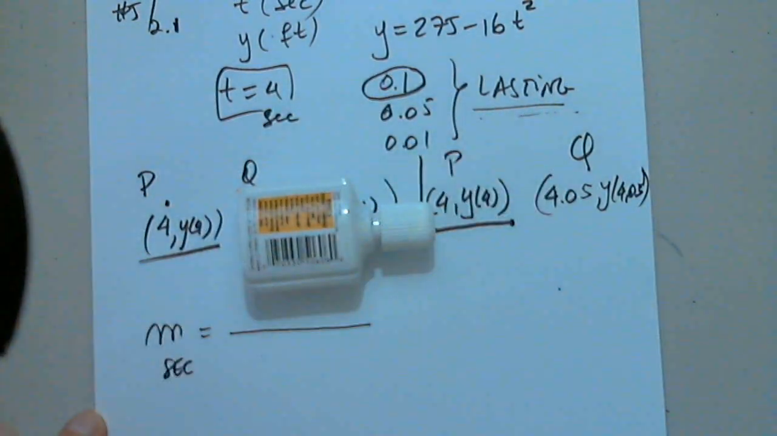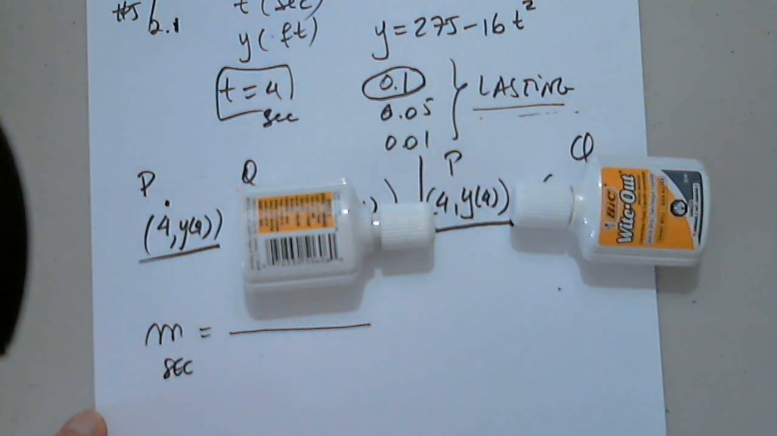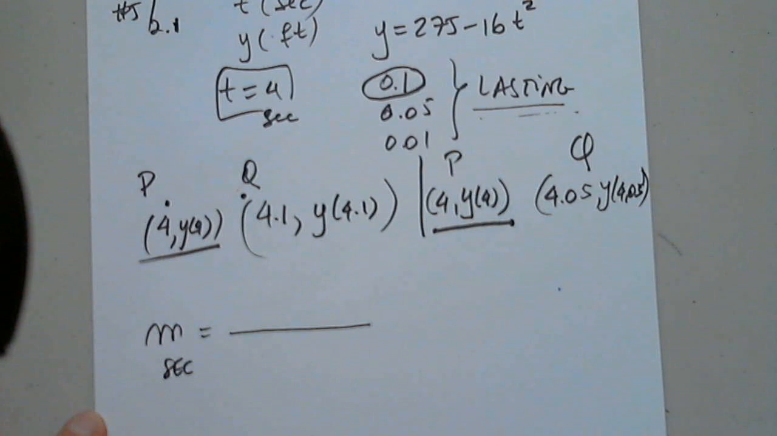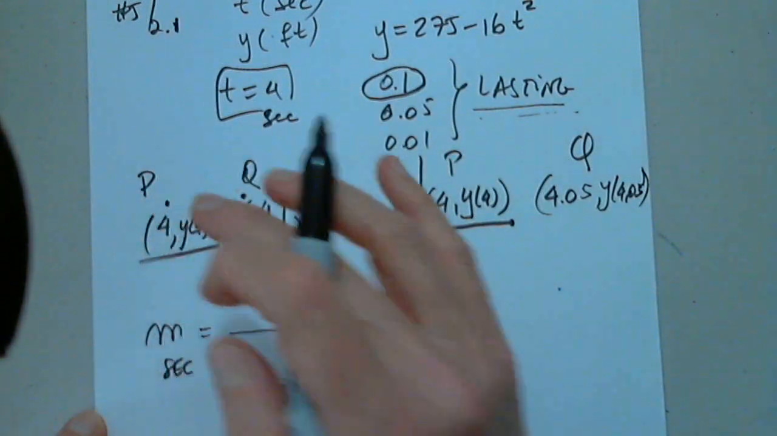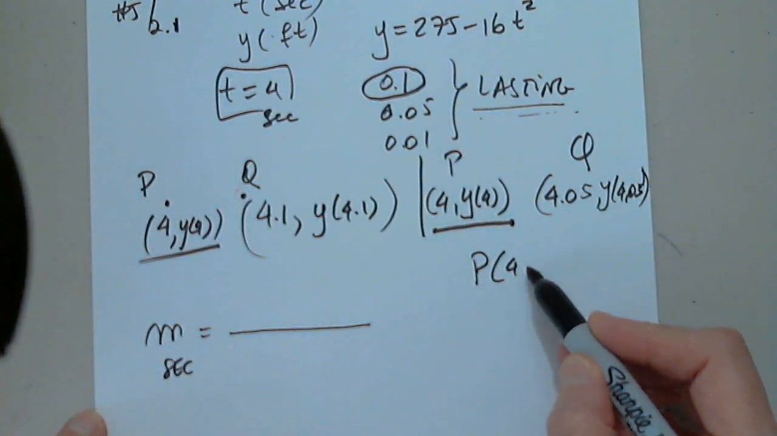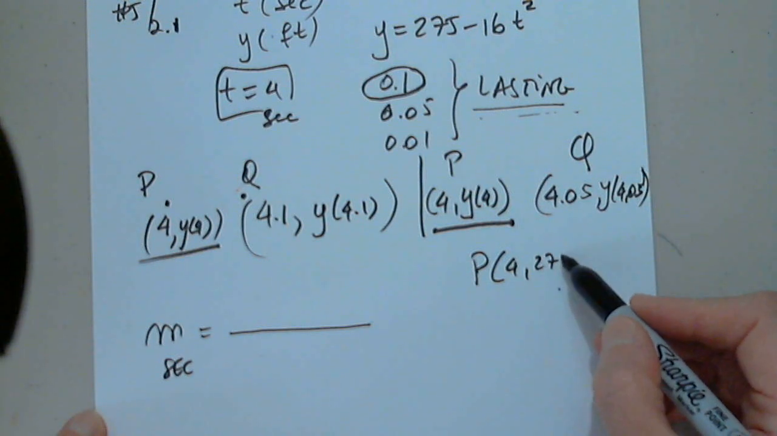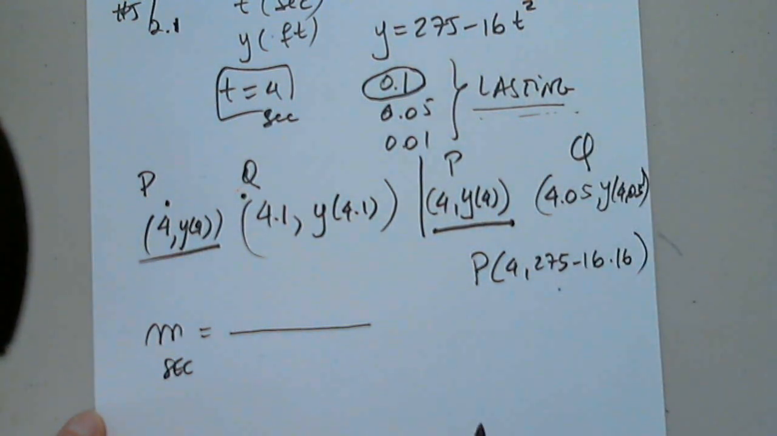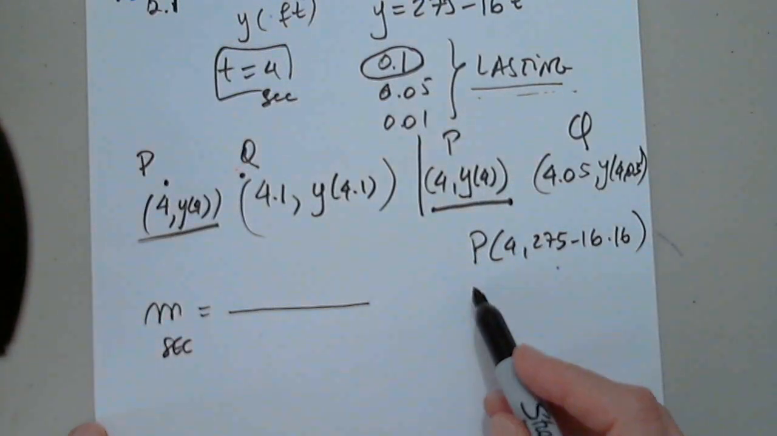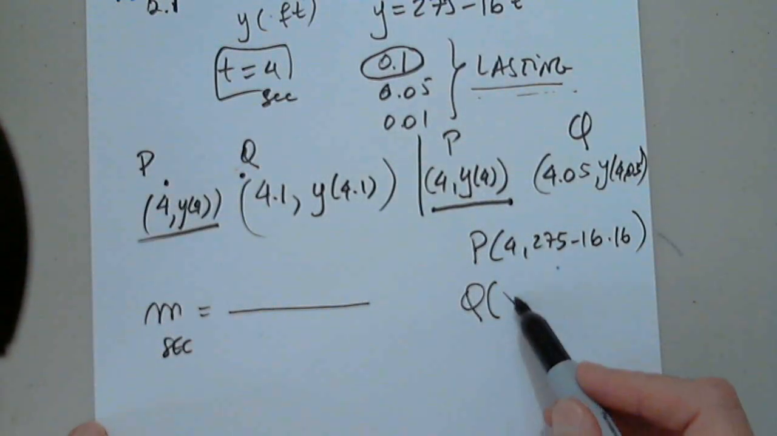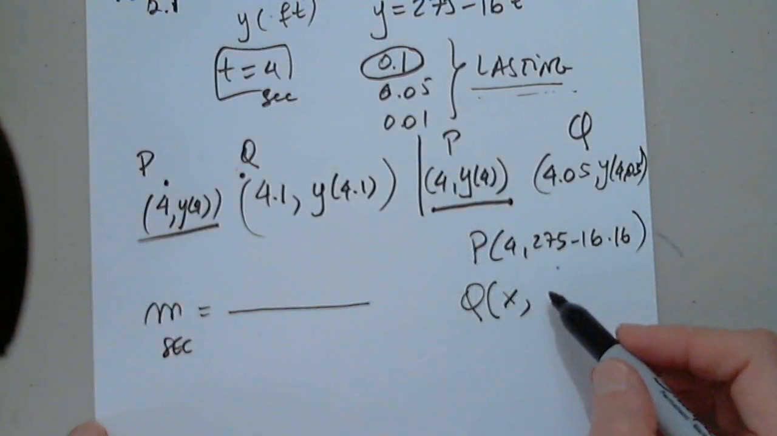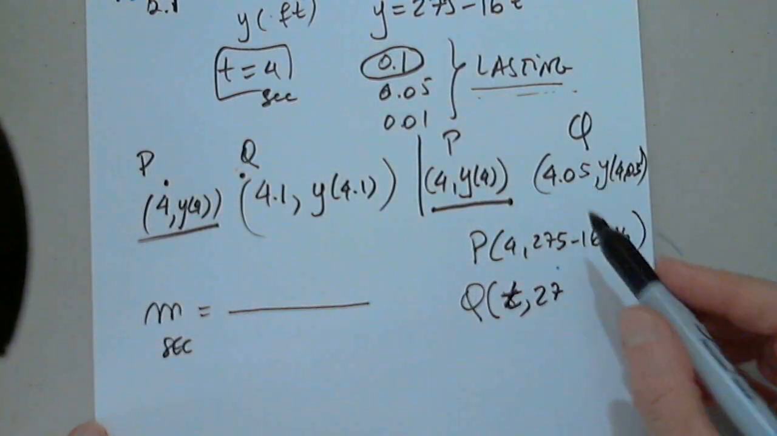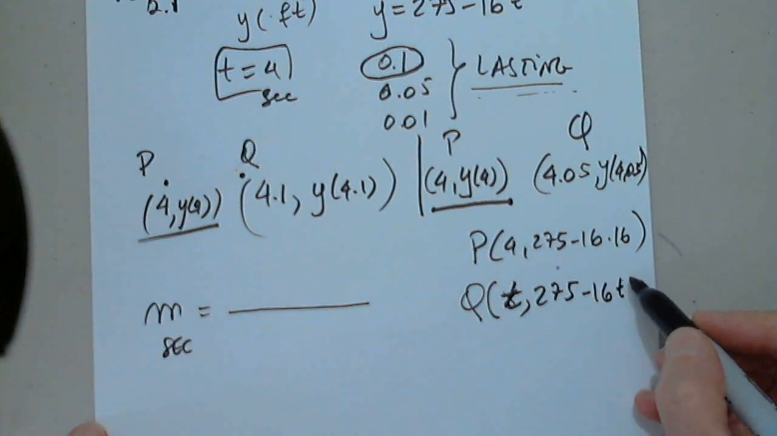I don't want to put in the Q for now. Q is Q, no numbers in. So point P is 4, comma 275 minus 16 times 16, because it's 4 squared. But Q is T, comma 275 minus 16T squared.